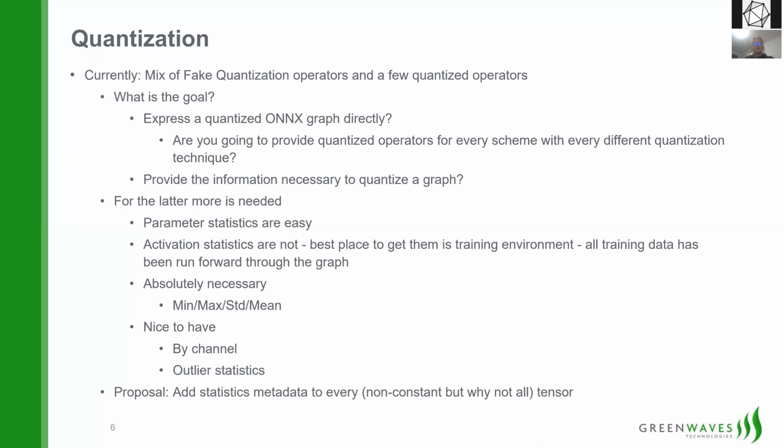And so my suggestion is that you add a statistics metadata to every tensor. Well, you could do it just for the non-constants, but in a sense, if you're going to do this, why not do it in a homogeneous manner and just do it for all the tensors, even though it's somewhat redundant on constants, I agree. Anyway, we would be happy to participate in any effort to do that.